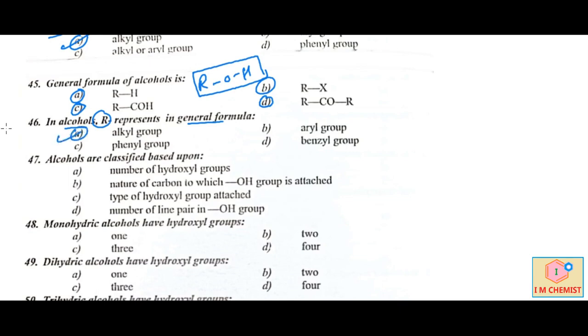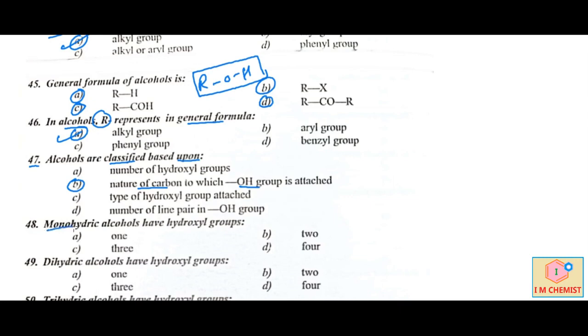MCQ number 47, alcohols are classified on the basis of what? So alcohols are actually classified on the basis of nature of carbon to which hydroxyl group is attached. We have primary alcohol, we have secondary and tertiary alcohols, and so on.